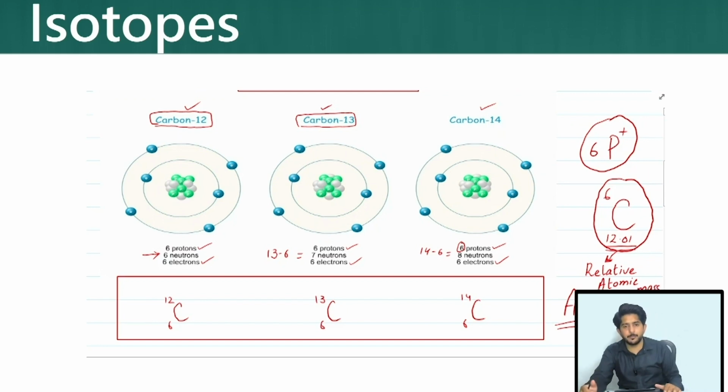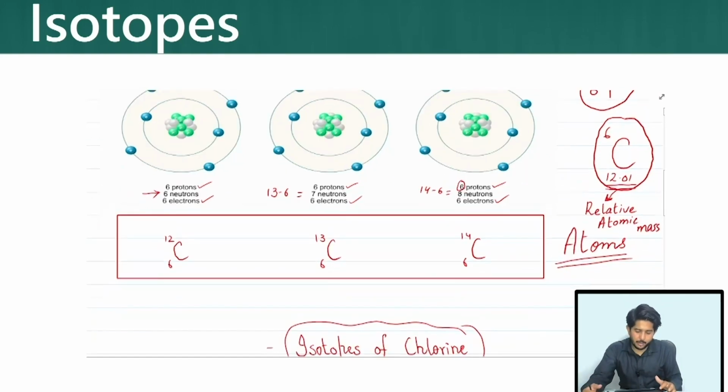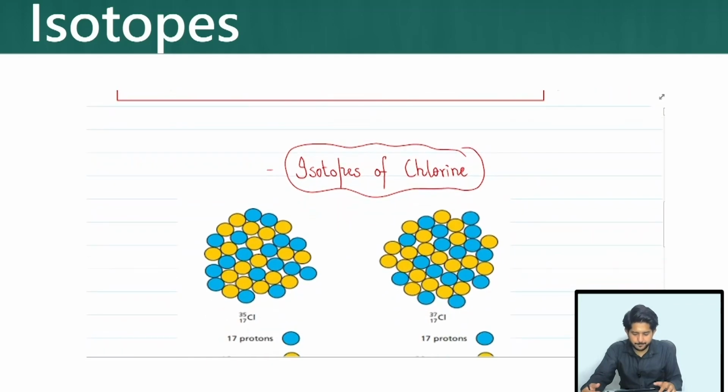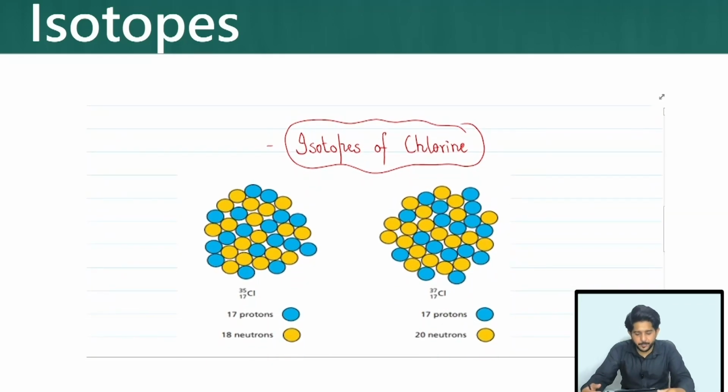So what is relative atomic mass? We'll discuss this later in this video. So let's look at another example, chlorine. Chlorine is another important example. As you can see here on the screen, there are 2 isotopes of chlorine, chlorine 35 and chlorine 37.